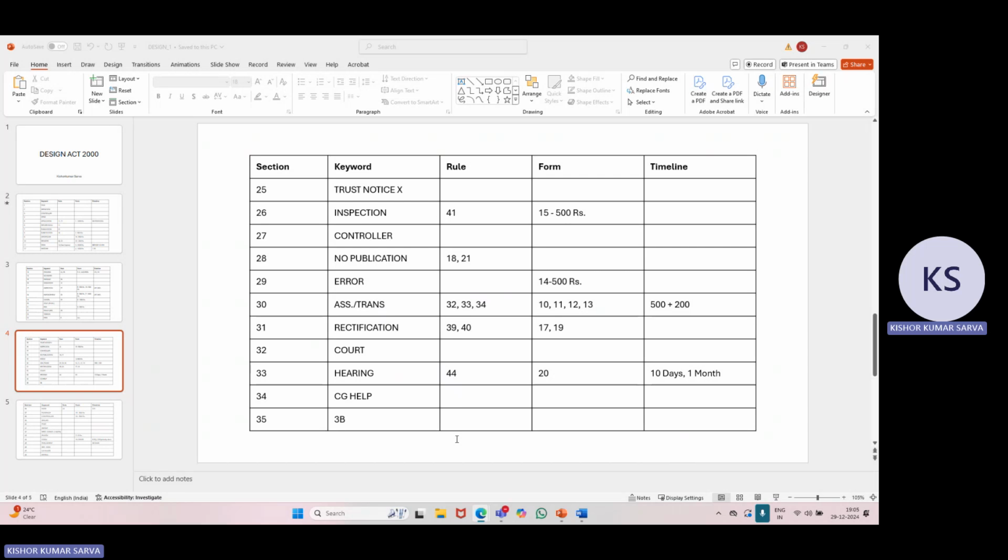Now let's talk about section 32, where I have mentioned it as code. It actually means the controller has the power of the code. Just like Patent Act, section number 77, the same is here for 32. The controller has the power as a code. Now he can give summons and he can call someone for the same thing. Section number 33 talks about hearing.